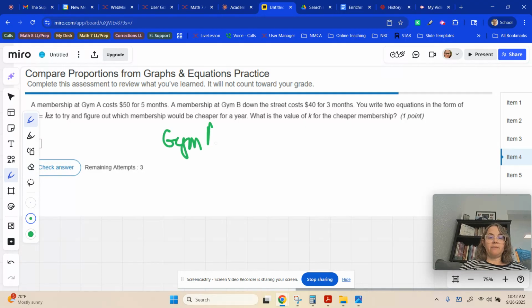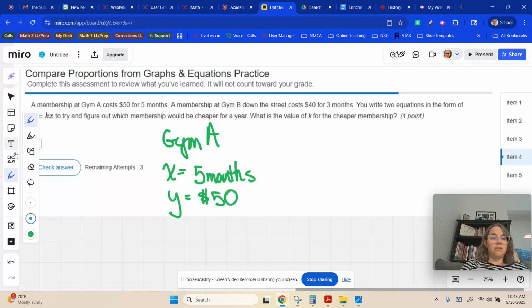x and y for a sec. Okay, so if time is given as one of your variables, make that x. Okay, so 5x is equal to 5 months. Okay, y. We always say that y is the dependent variable. Y depends on x. How much does it cost? Well, it depends on how long you were there, right? Cost almost always depends on something, right? Okay, so that's Gym A.